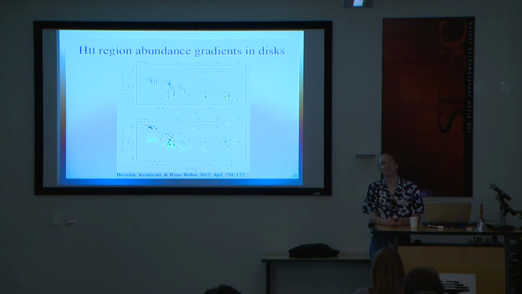Oh, so you're asking, can we see the metal mixing from 1987A, or can we see the metals being ejected from the LMC? That's a good question. I actually don't know. That's a very good question. I don't know how you would measure what the metals are doing out of 1987A. I don't know the answer.